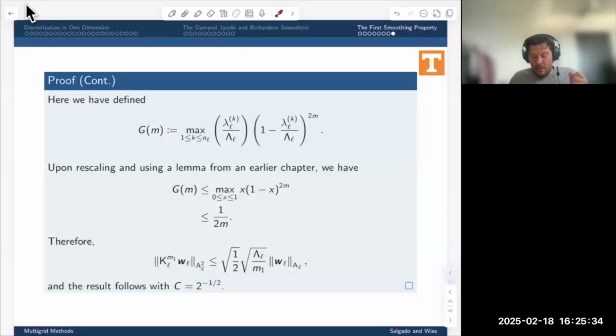Now, remember that generally speaking, for multigrid convergence, we need more or less three things. We need a Galerkin condition, a Galerkin type condition in place.